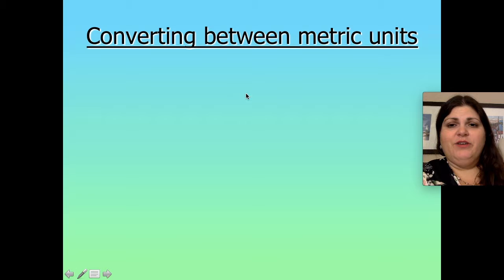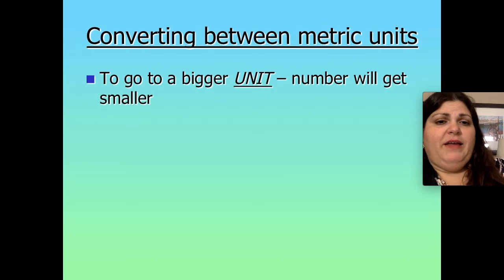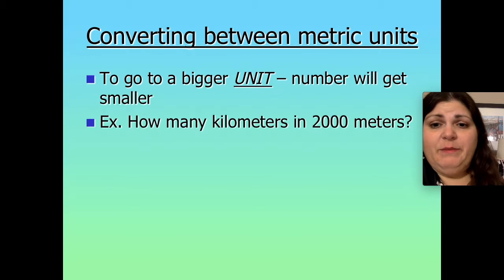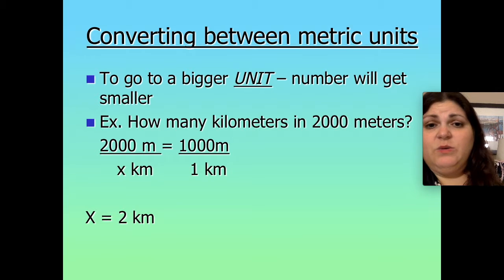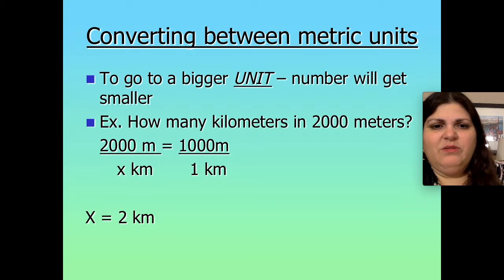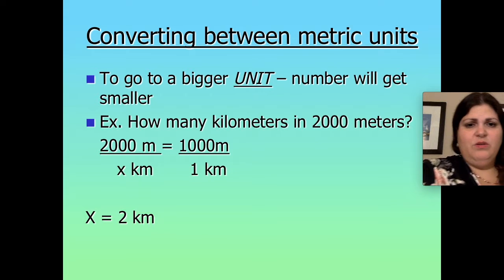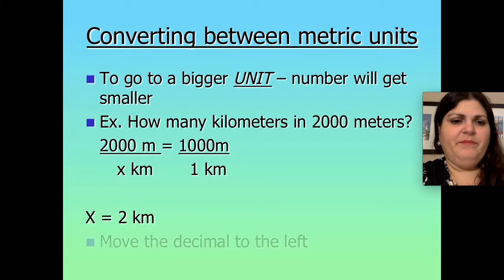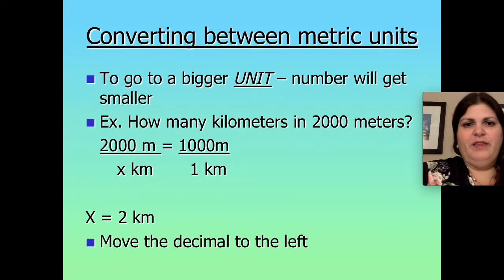When we convert between metric units, we can absolutely do the factor label method. So keep in mind, if I want to know how many kilometers are in 2,000 meters, I can cross multiply. So I set up my proportion, and I get 2 kilometers. But wait a minute, 2,000, 2, I just got rid of the zeros. Notice when I go from a small unit to a bigger unit, my number got smaller. So essentially what I did is I took 2,000 and moved my decimal point over to the left.